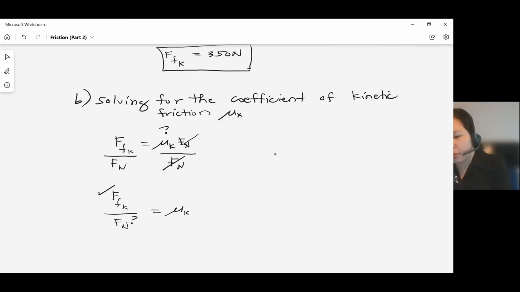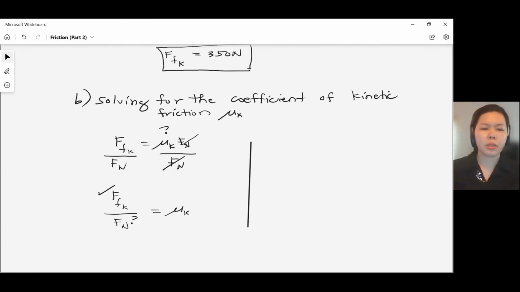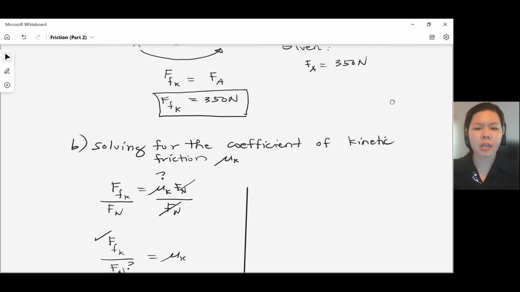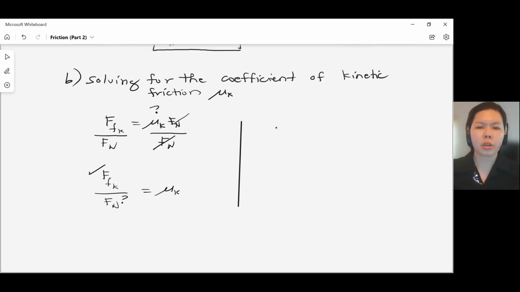So we look at our equations now, and we can see in our summation of F sub y that we have the F sub N variable. F sub N minus F sub g equals 0. We want F sub N, so F sub N is equal to, this goes to the right side, F sub g.